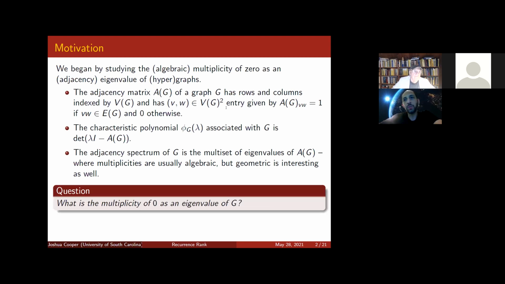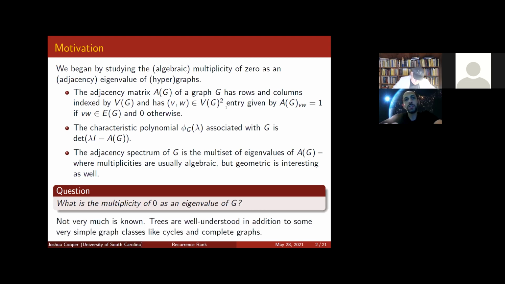So the big question that we were starting from was, what's the multiplicity of 0? Surprisingly little is known about this. You'd think it's a natural question. If you're familiar with this result, the multiplicity of 0 for the combinatorial Laplacian is just the number of components. So you might think some nice simple answer like that would be true for adjacency matrices, but it seems not to be the case.